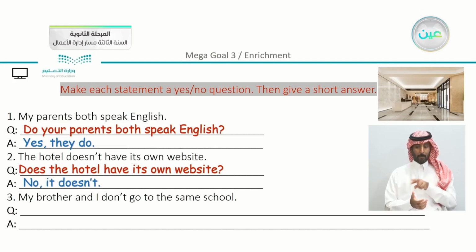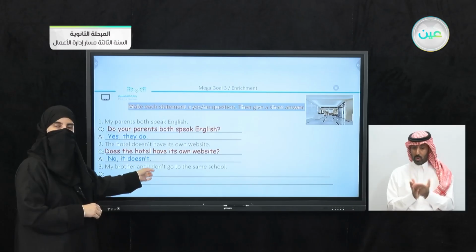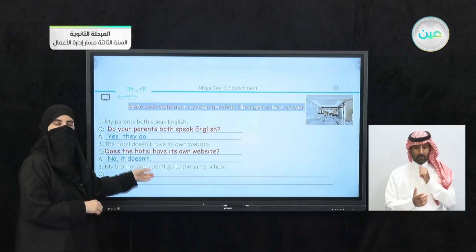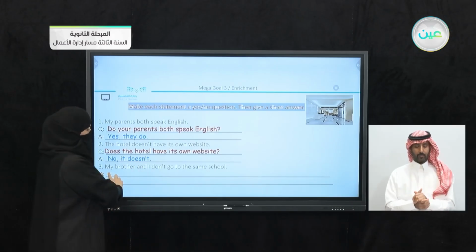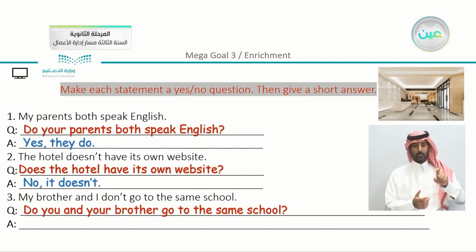My brother and I don't go to the same school. Also, the same sentence has the negative form of do. So I can ask the question, do you and your brother go to the same school? And we can answer also, no, we don't, as well.